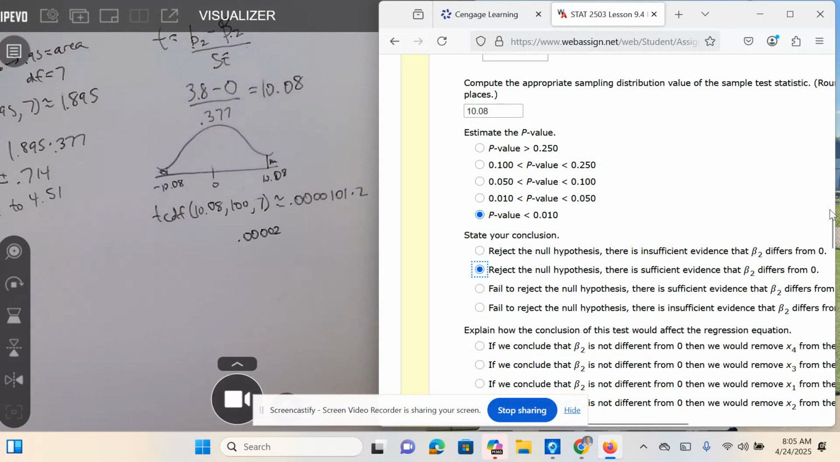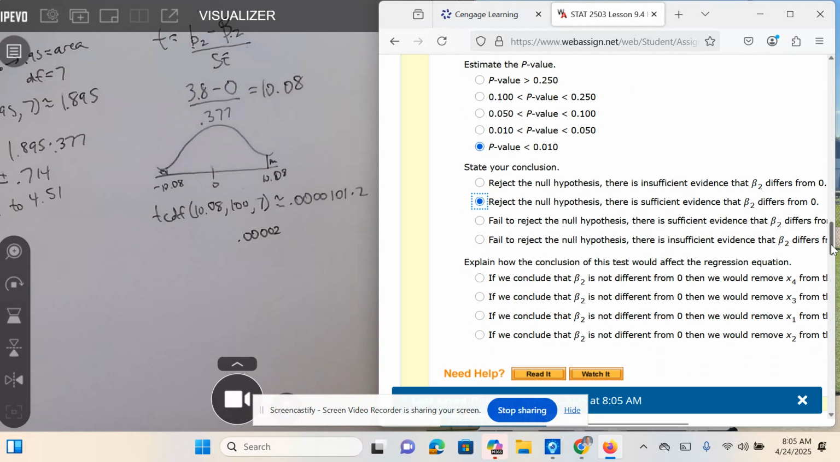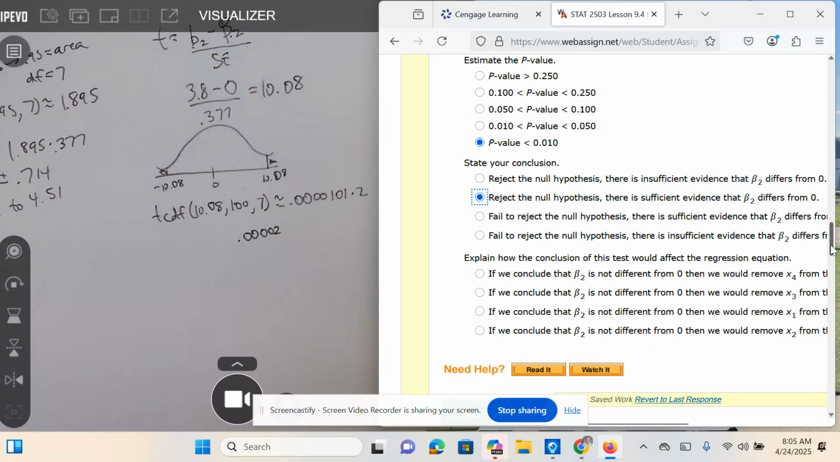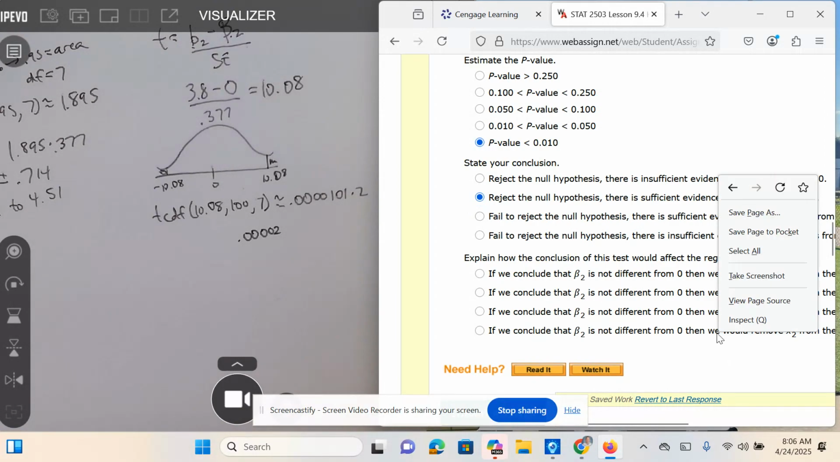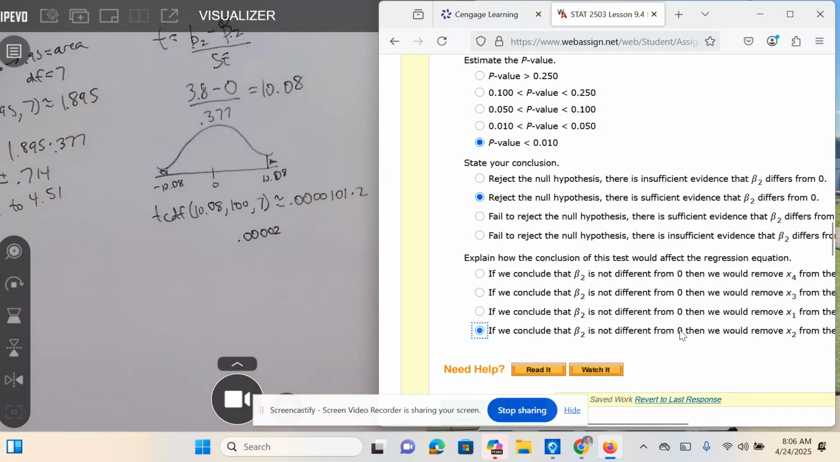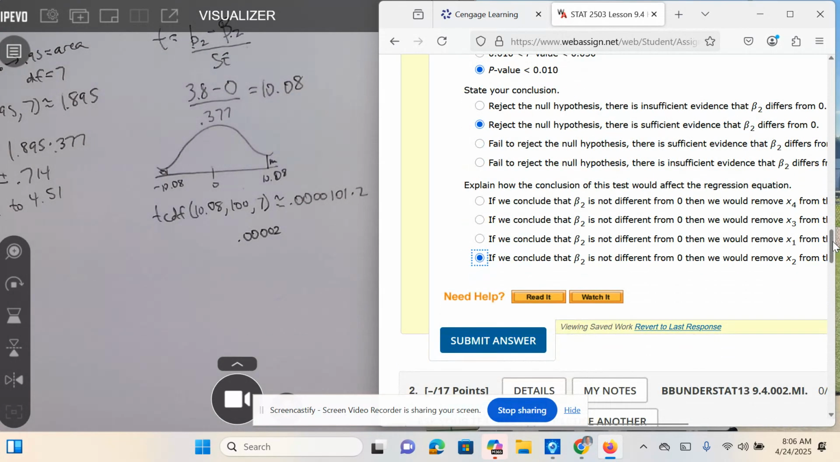Now, how would this conclusion of the test affect the regression equation? So if we conclude it's not different from 0, then we would need to remove x2 from the model because basically it's not having any impact.